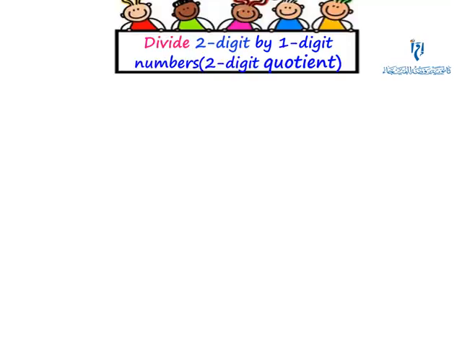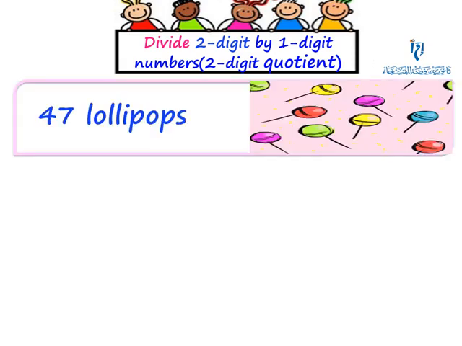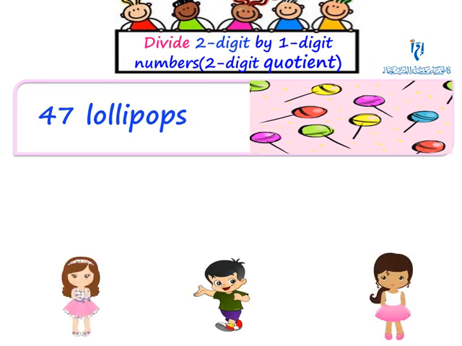In this lesson, you will learn how to divide two digits by one-digit numbers to get a two-digit quotient. Let's say you have 47 lollipops that you want to distribute equally among 3 kids. So our division problem is 47 divided by 3. But how to find the answer?